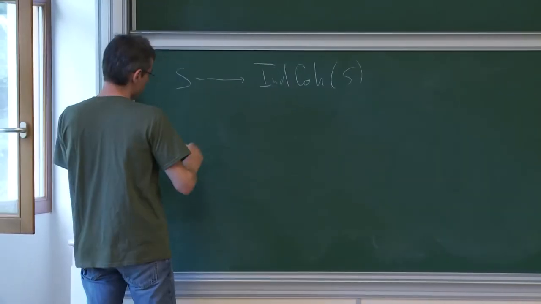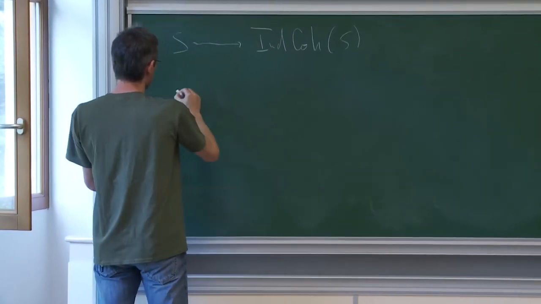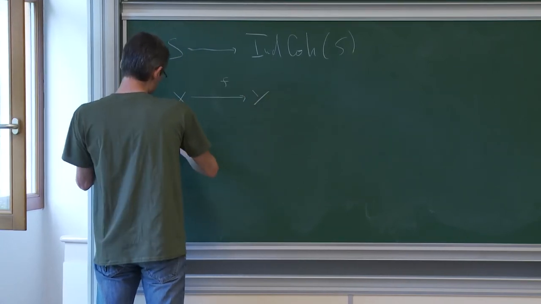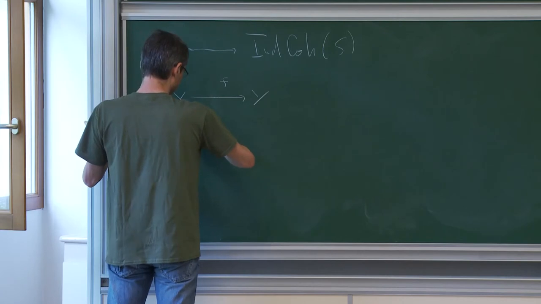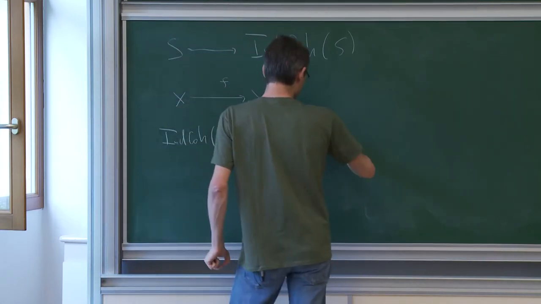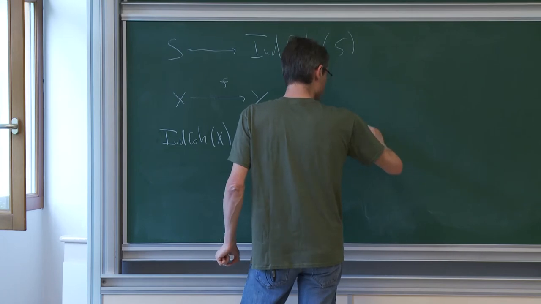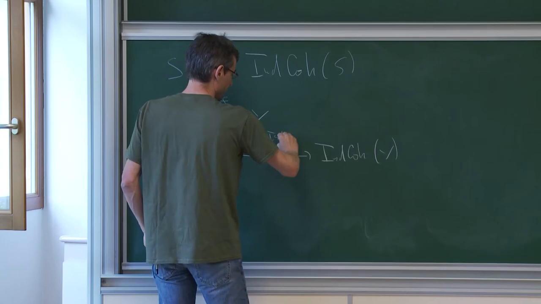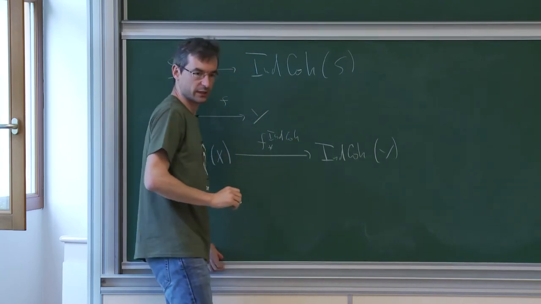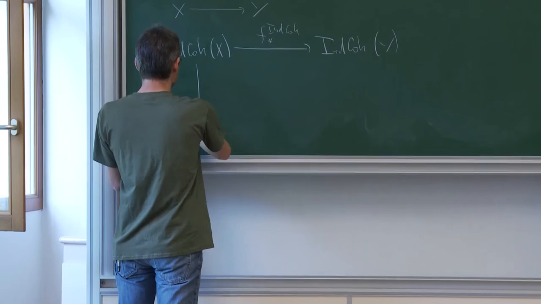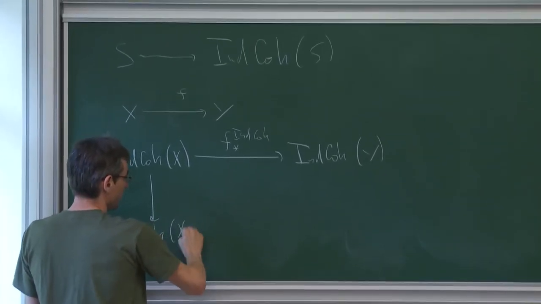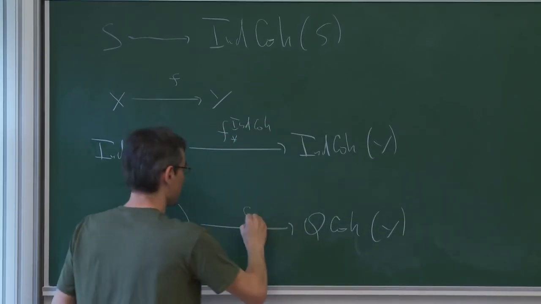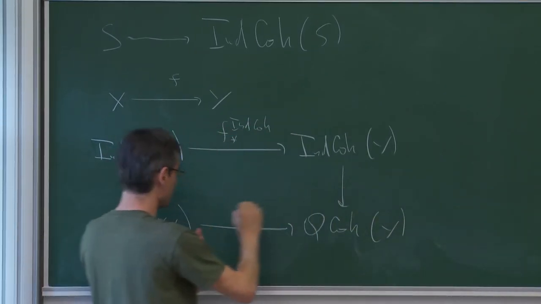Last week, we said that if you have a morphism X to Y, there is a nicely behaved functor of direct image in this context. Direct image, yes. So you don't need properness? No, it's direct image, and it's defined.